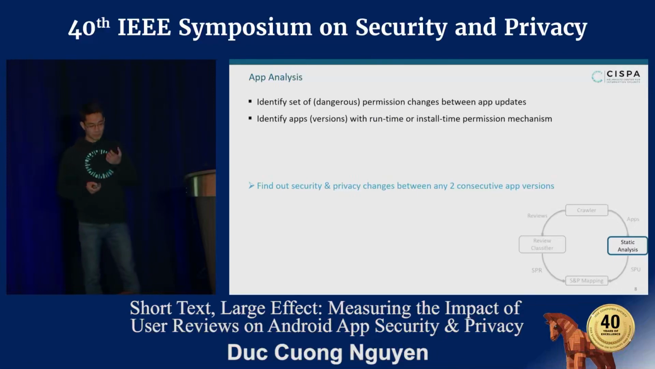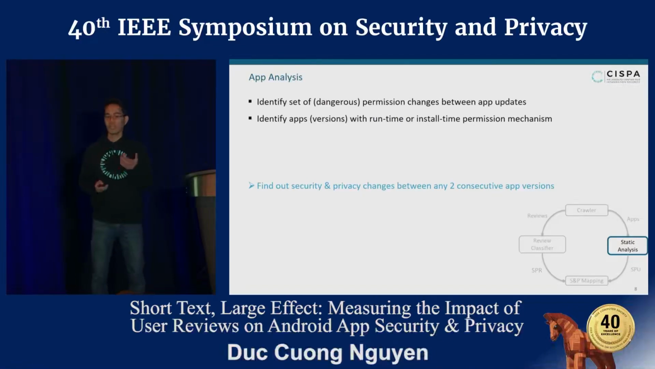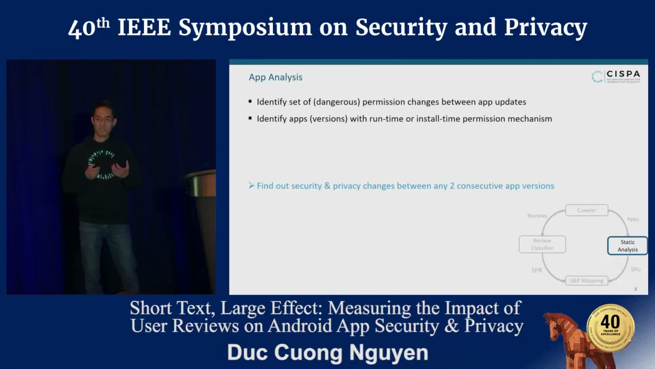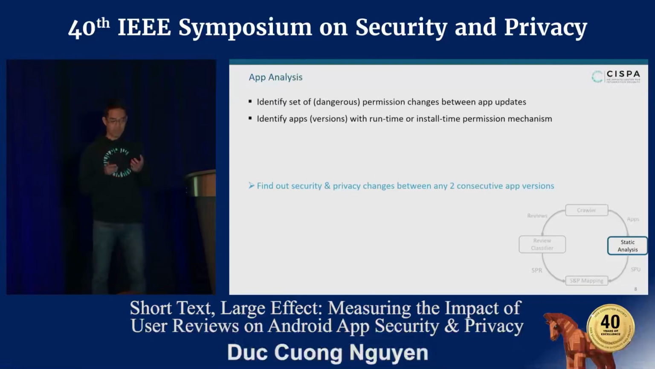But furthermore, we also want to know whether the runtime permission mechanism does, in one way or the other, change or have impact on the user perception regarding permission requests of Android applications. Therefore, we also want to identify whether an app version has the runtime permission mechanism or the install time permission mechanism, and check with the number of SPR later on. So the goal here is to find out the security and privacy changes between any consecutive app versions.